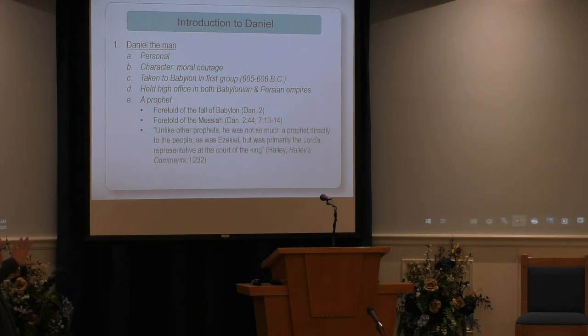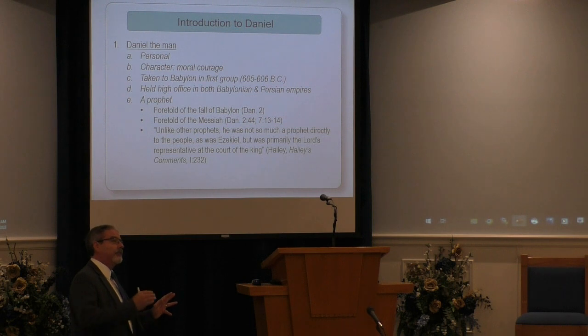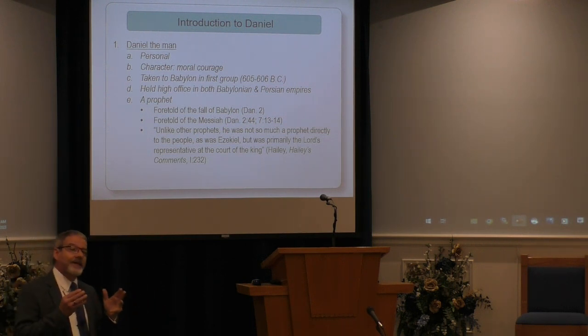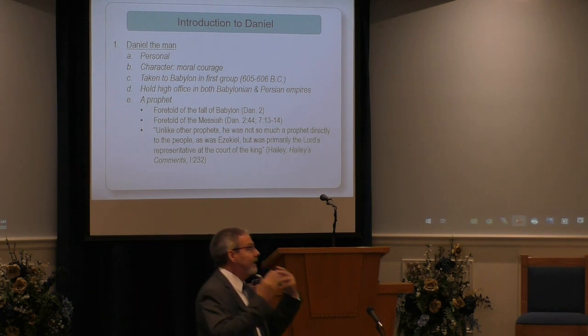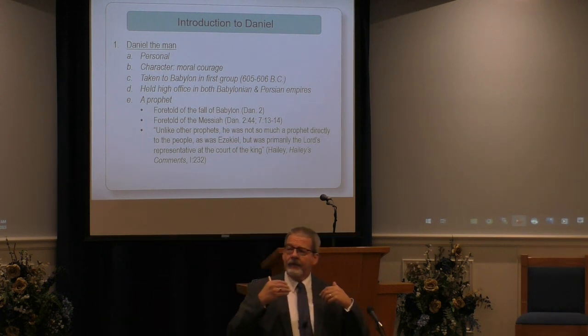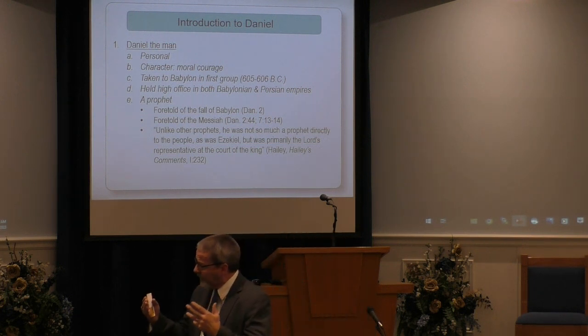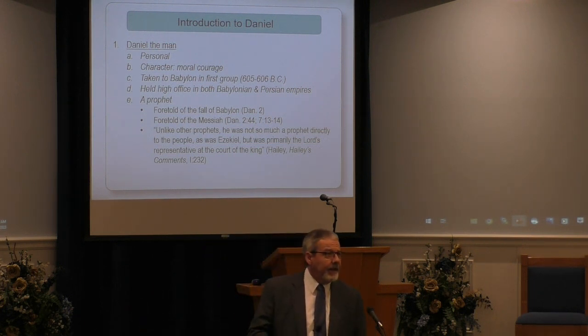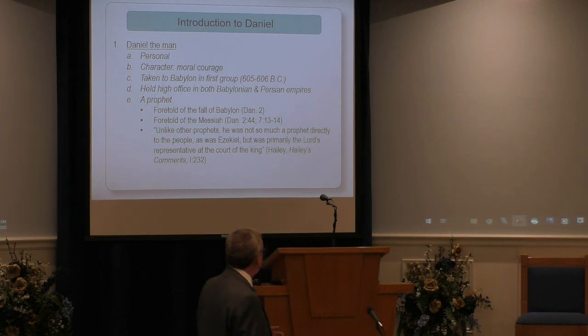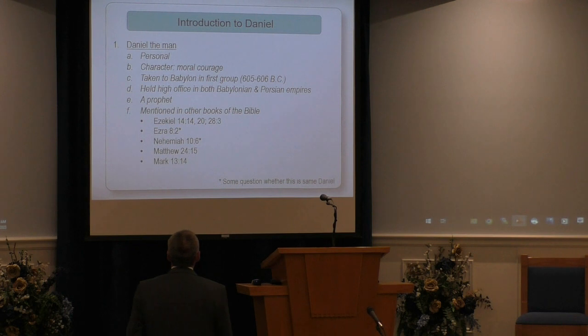But he's not like the other prophets. Homer Haley comments here that he was not like a direct prophet to the people, as was Ezekiel. He was primarily the representative of God to the court of the king. His dealing was with Nebuchadnezzar and with the court, going in before the king and talking to the king and interpreting things of the king. So he was God's representative to the high court. And so he was a prophet of God, but not like we think of generally.